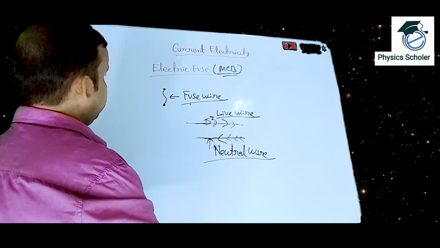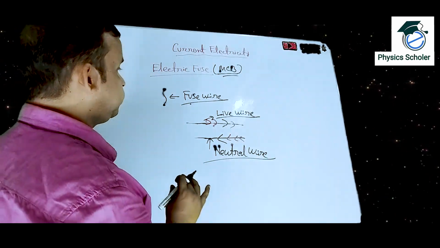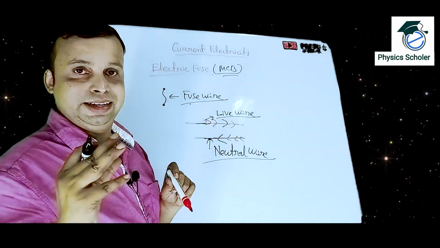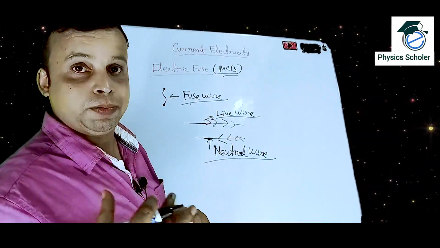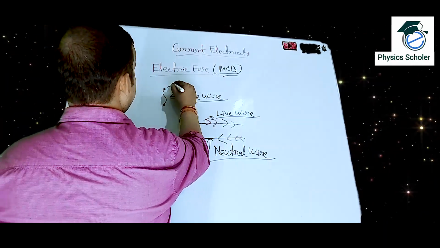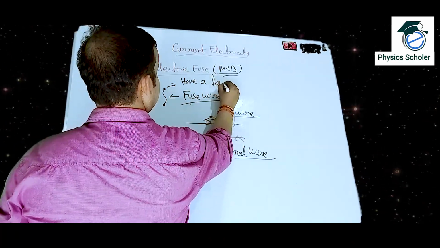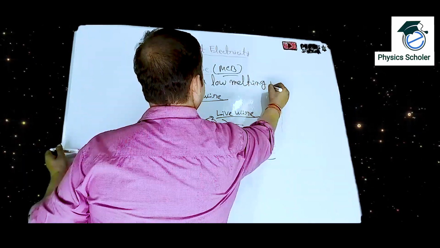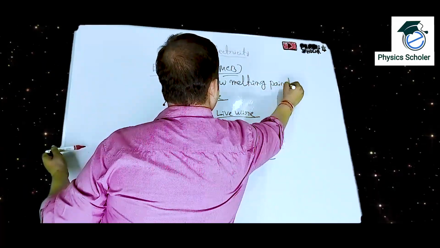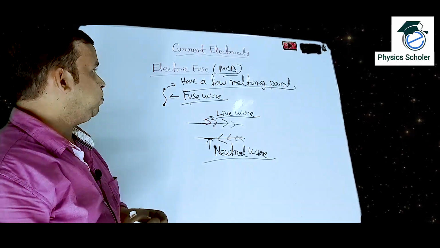Okay. Now the fuse. So what is the fuse? Fuse wire has a rating. So if the current flows beyond that rating, then what will happen? The heating effect of current. The fuse wire is the wire which has a low melting point. A fuse wire is a wire which has a very low melting point.